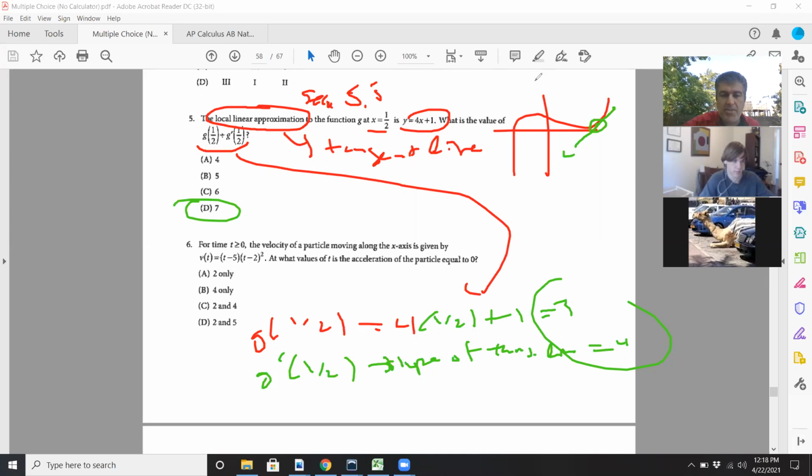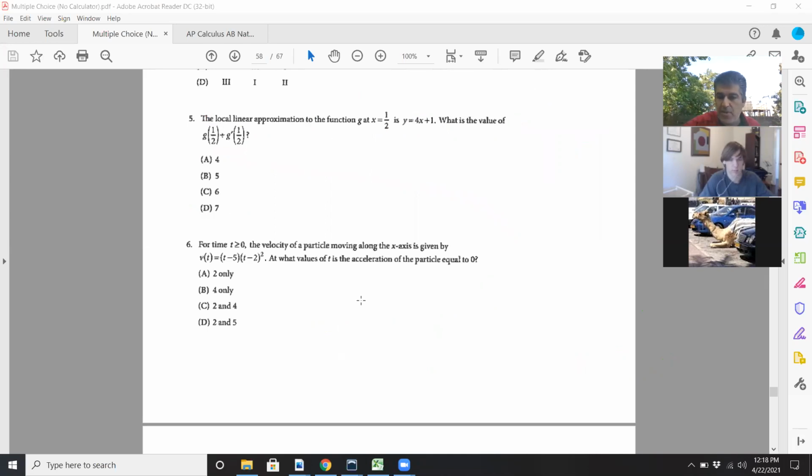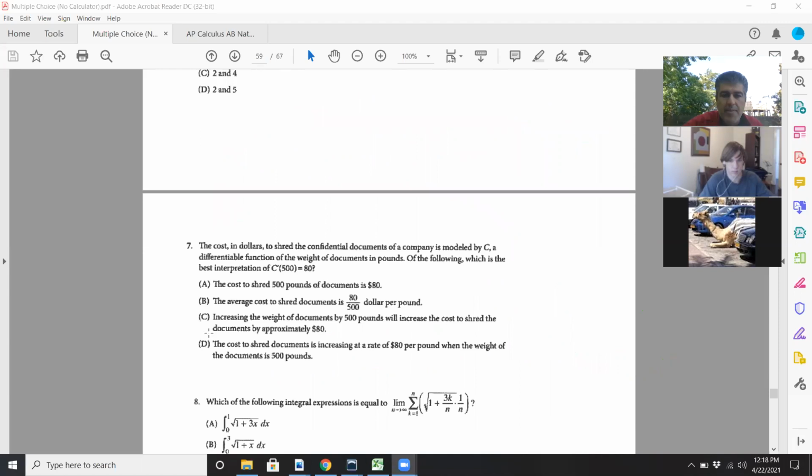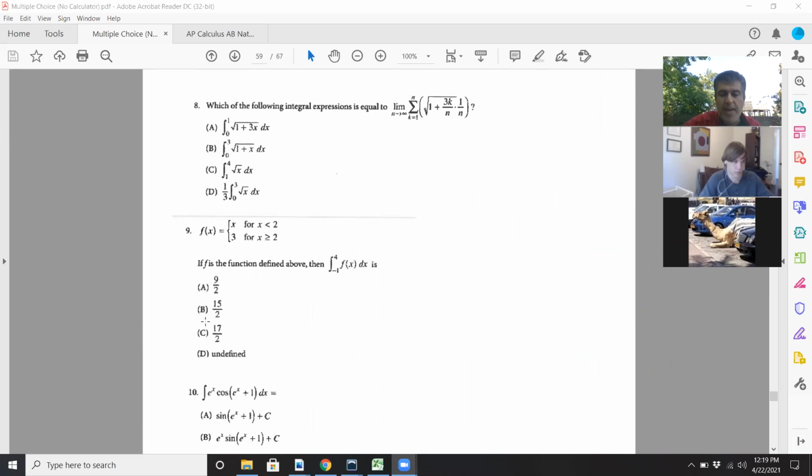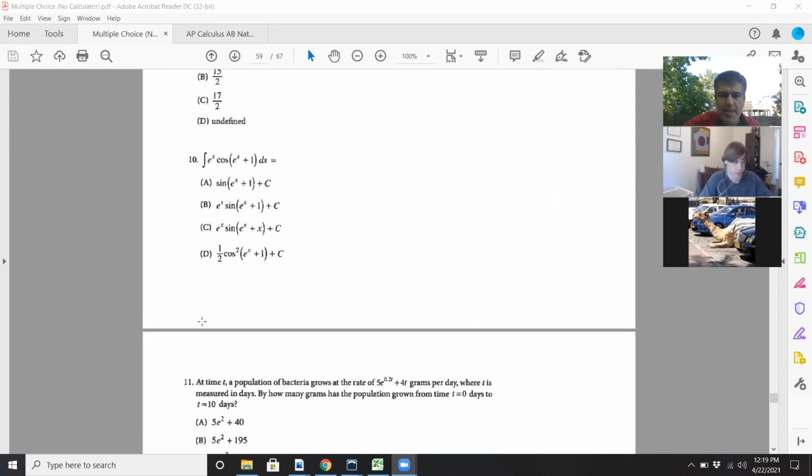Just going to give you a heads up. 6 should be fine. You guys should know how to do acceleration, derivative, velocity. 7 is going to be interpreting a derivative, which you guys should be comfortable with. 8's a doozy. You may want to skip 8. I'll help you with that when I hop into the breakout rooms. 9 is more second semester integral stuff. 10's integral stuff.